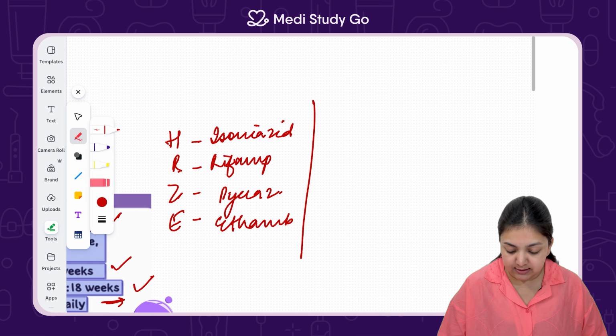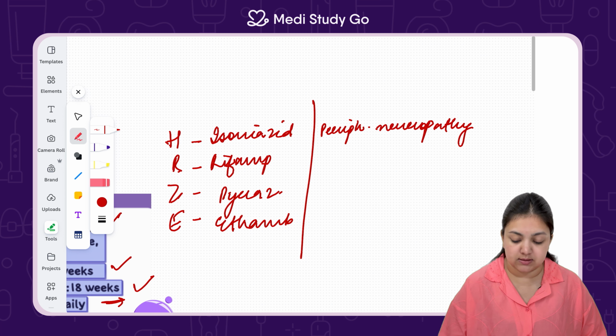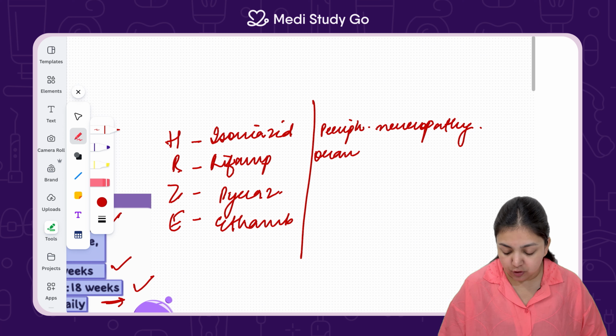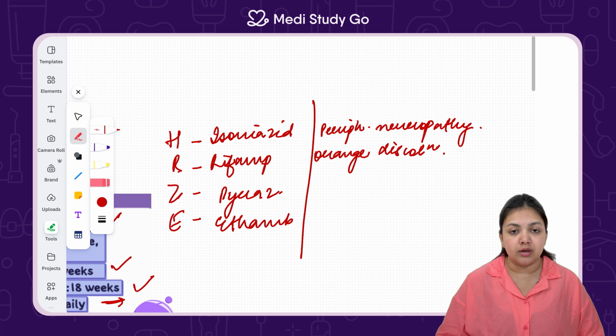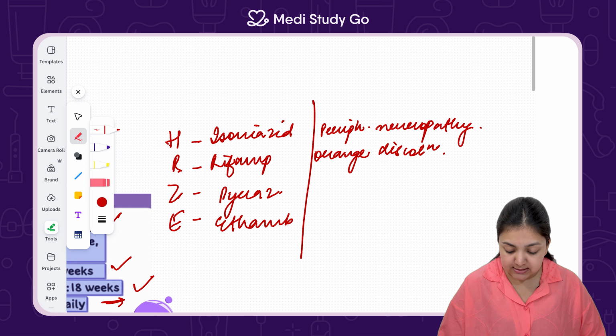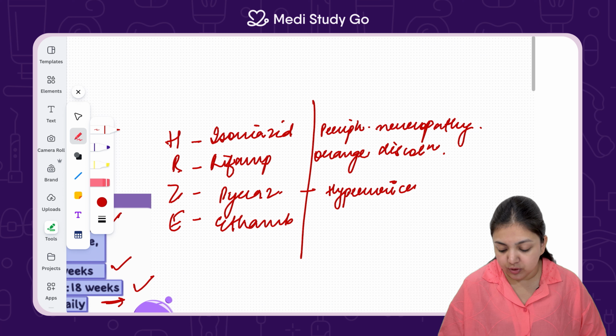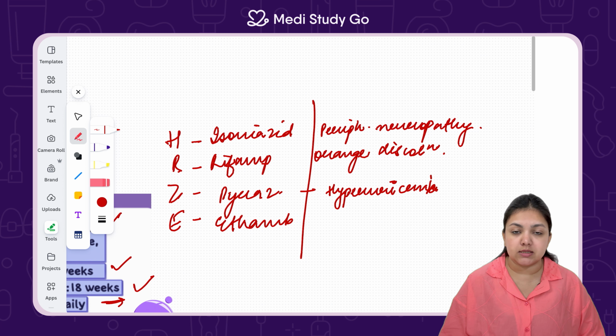So isoniazid can lead to peripheral neuropathy, which is why we need to give the patient vitamin B6 supplements. Secondly, rifampicin can lead to orange discoloration of the body fluids. So the patient must be informed beforehand so that the patient doesn't panic when he sees his sweat, saliva or urine turning orange. Next, pyrazinamide can lead to hyperuricemia, where uric acid concentration increases.